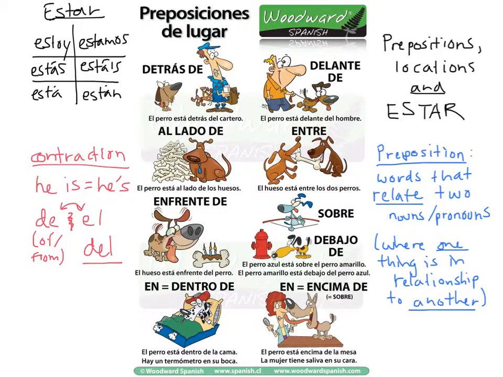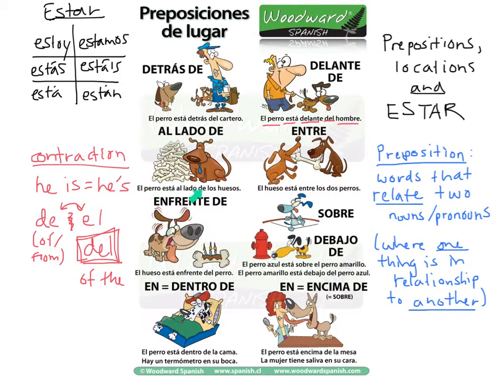And it means of the, in this case. So the dog is in front of the man. Okay? So keep that in mind, our nice contraction there. We've got a couple other options too. We've got to the side of, al lado de.